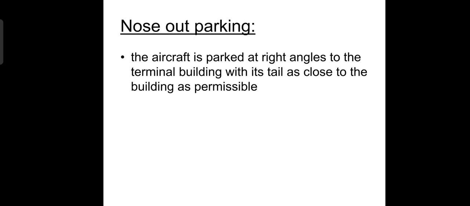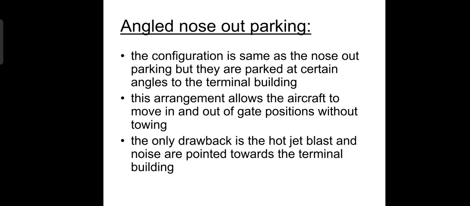Nose out parking. The aircraft is parked at right angles to the terminal building with its tail as close to the building as permissible. Angled nose out parking. The configuration is the same as the nose out parking, but the aircraft is parked at certain angles to the terminal building. This arrangement allows the aircraft to move in and out of the gate position without towing. The only drawback is that the hot jet blast and the noise are pointed towards the terminal building.